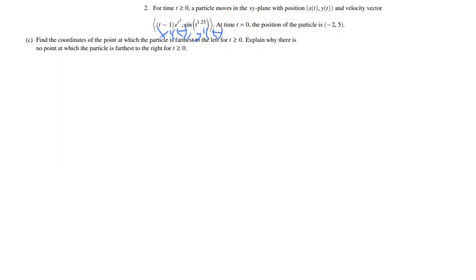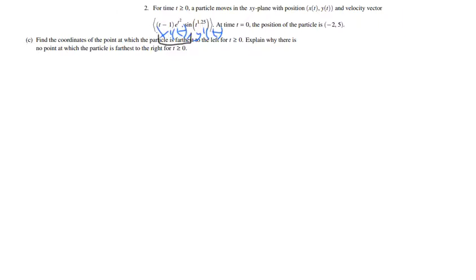Okay, so for part C, we have to find the coordinates of the point at which the particle is farthest to the left for t greater than or equal to 0. Well, let's think about any parametric curve right here. Where is the particle farthest to the left? Well, it's the minimum value of x. So how can we find the minimum value of x?